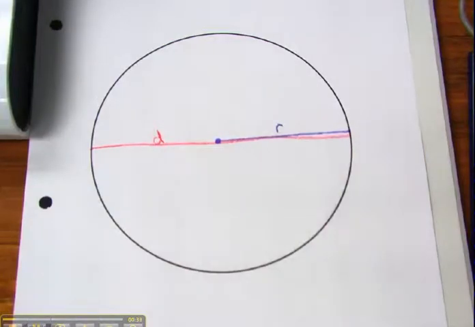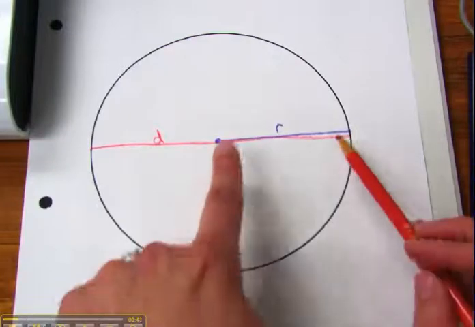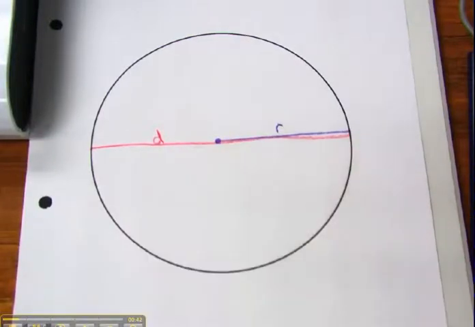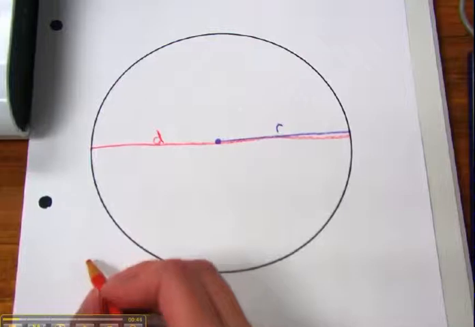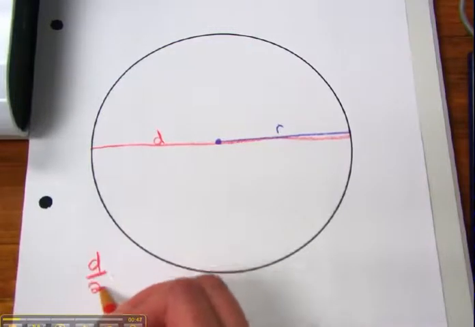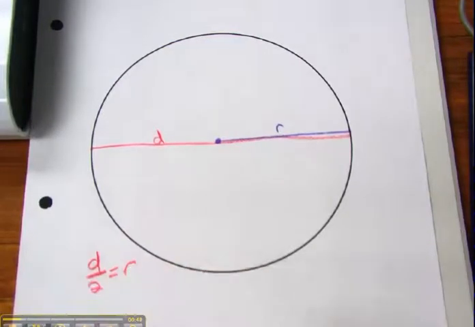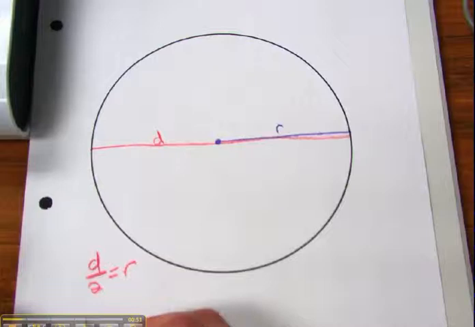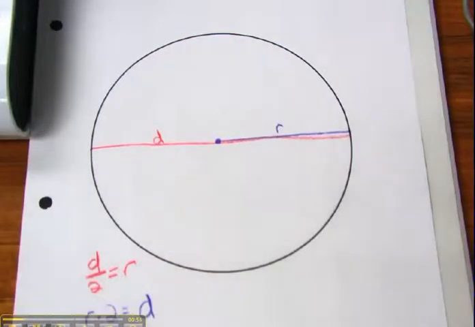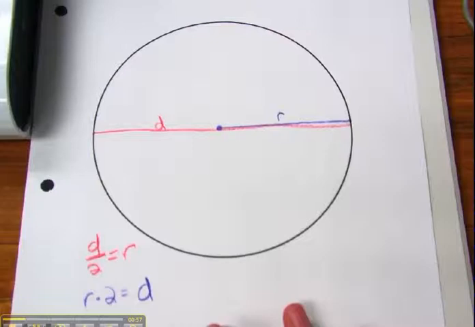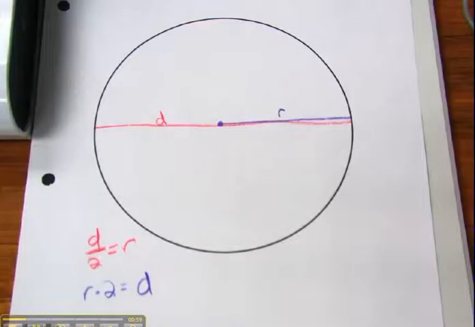Now there's an important thing you need to know. If you're given the diameter, you can find the radius. And if you're given the radius, you can find the diameter. Because if you notice, my radius is half of my diameter. So my diameter divided by 2 would equal my radius. Likewise, my radius times 2 would equal my diameter. So if you ever have a problem that gives you either the diameter or the radius, remember that you can always find the other one.